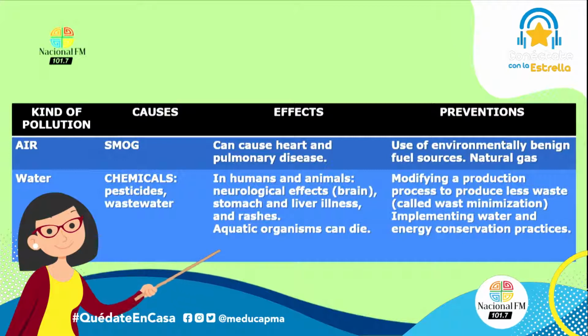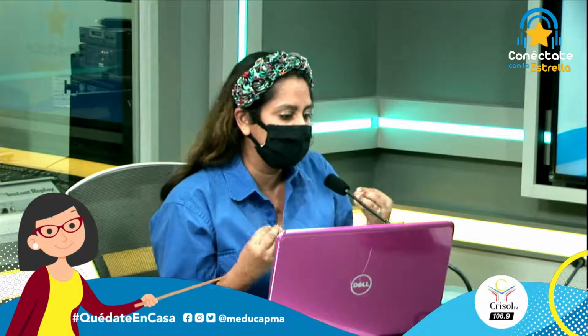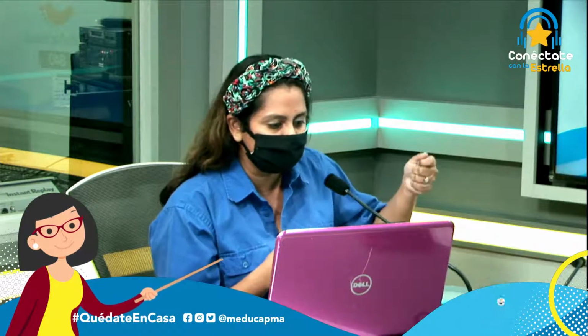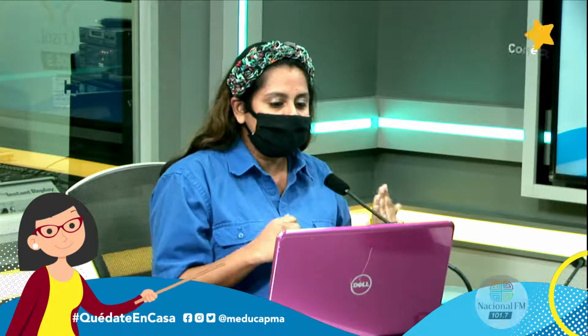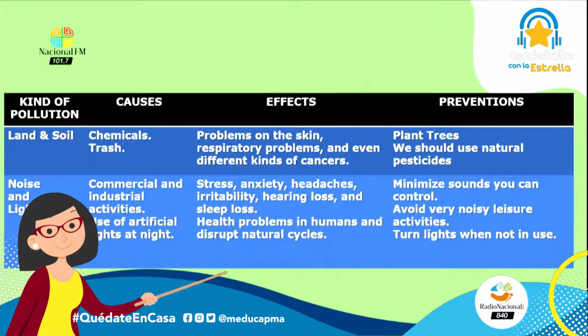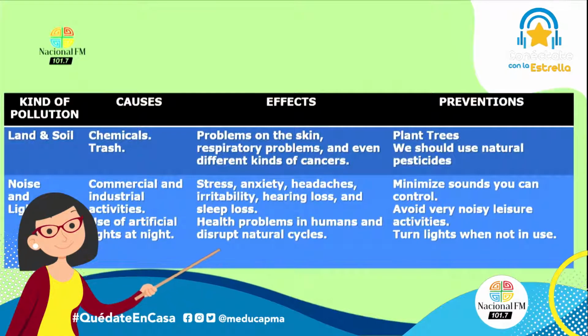Okay, now implementing water and energy conservation practices. For example, if I'm brushing my teeth, you can close the tap when you are not needing it, cuando no lo necesites, cerrar el grifo, right? Very good. Now, for land and soil pollution, the causes, also chemicals, for example, pesticides, right? We have fertilizers also, and trash as well. What are the effects?